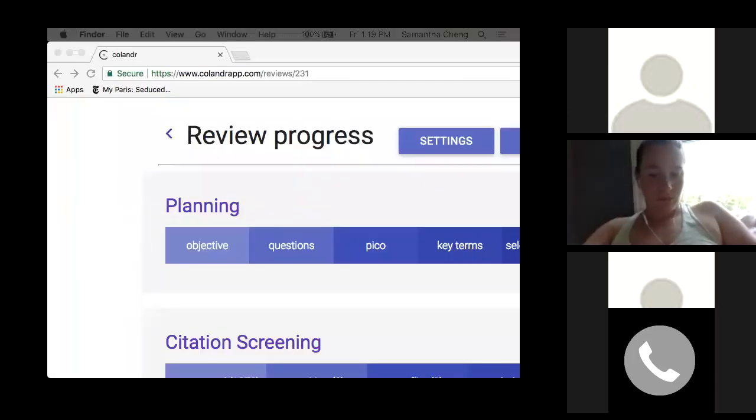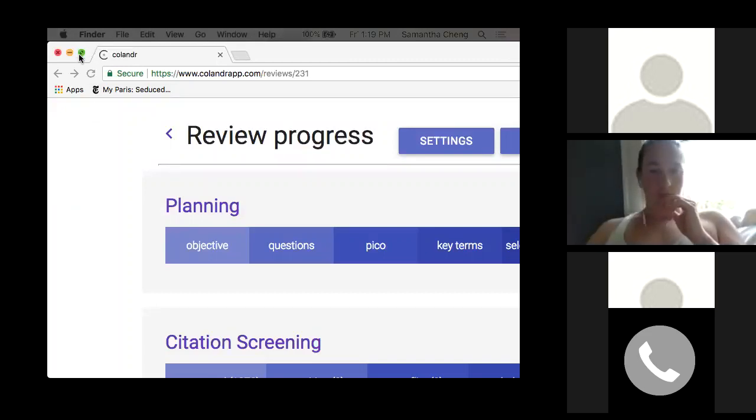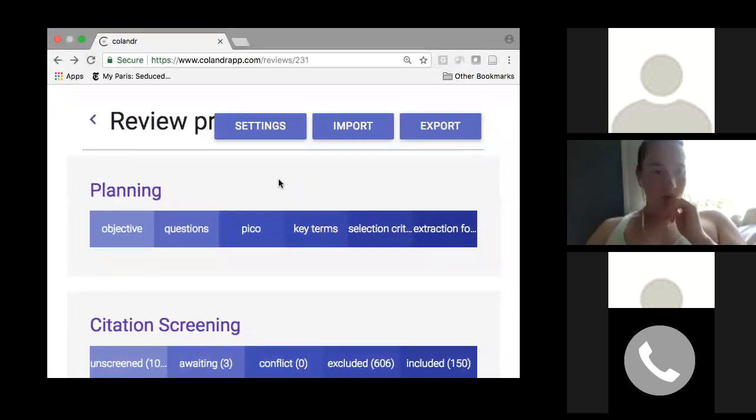Okay, good. I'm going to share my screen again, and I want to show you where you can set this up on Colander. This is good for tracking progress. When you set up your review, you can add as many reviewers as you want. The first thing I want to show you is in settings, so if you navigate back to Colander for a minute.